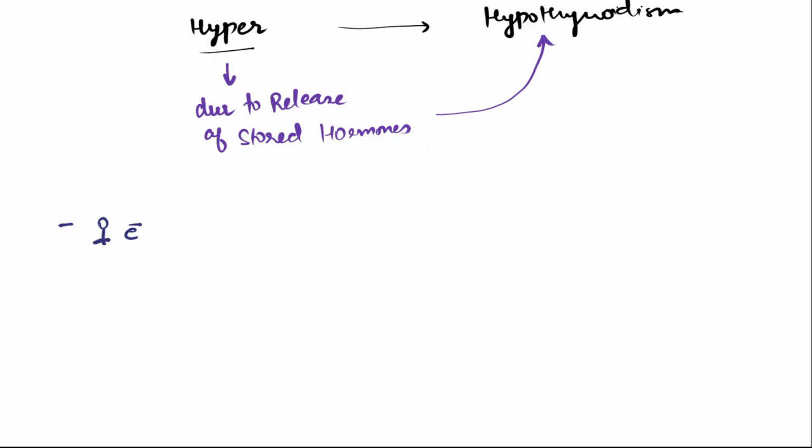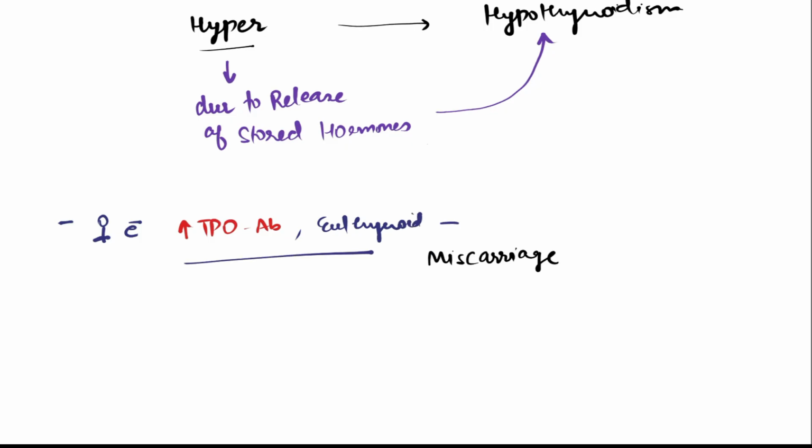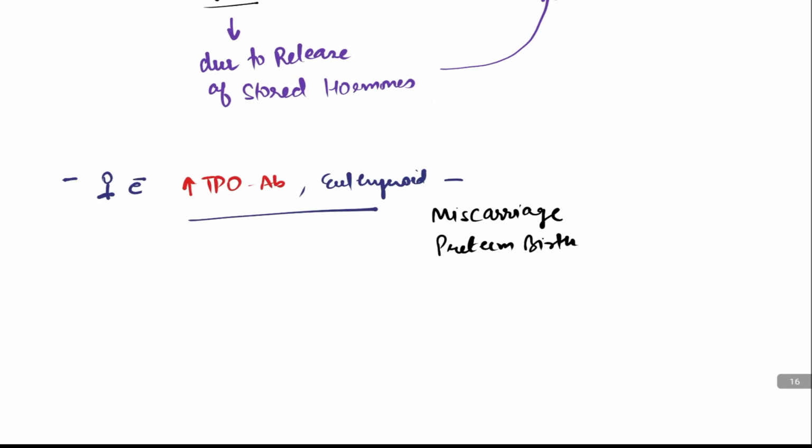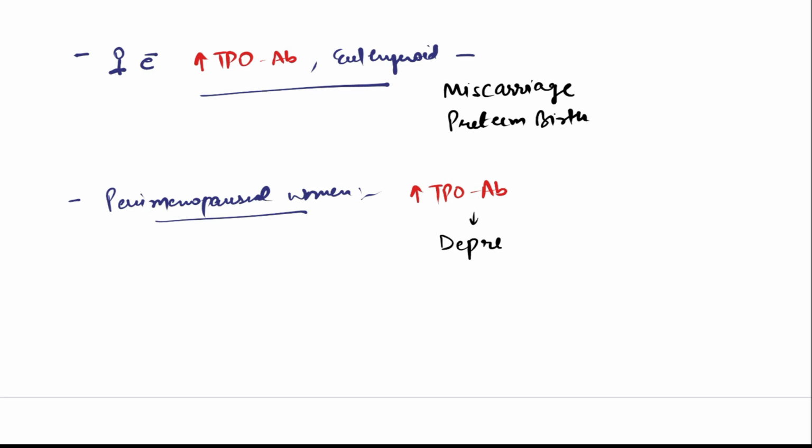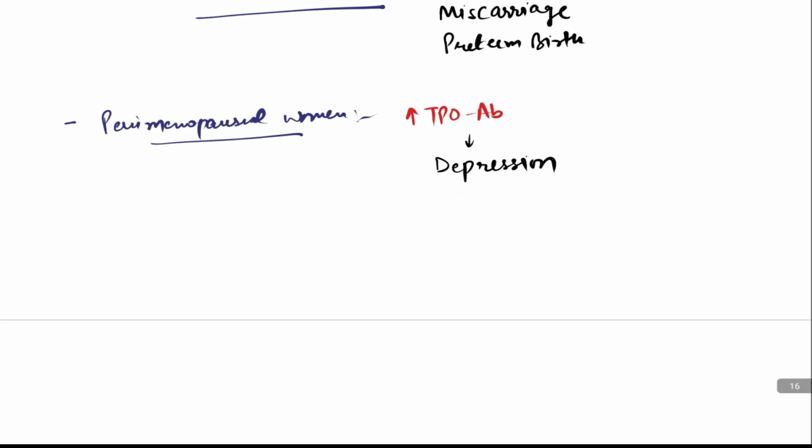Women with increased levels of antithyroid peroxidase antibodies but euthyroid have an increased risk of miscarriage and preterm birth, and unfortunately the treatment with levothyroxine fails to improve these risks. Perimenopausal women with increased serum antithyroid peroxidase antibodies have a high risk of depression independent of ambient thyroid hormone levels.